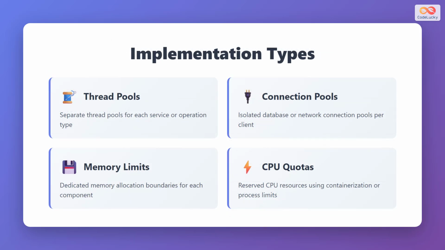There are several ways to implement the bulkhead pattern. Thread pools create separate executor services for each component or operation type. Connection pools isolate database or network connections per client. Memory limits assign dedicated memory boundaries to each component. And CPU quotas reserve specific CPU resources using containerization or process limits. The right implementation depends on what resources you need to protect and the constraints of your infrastructure.